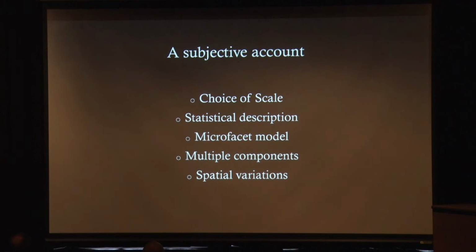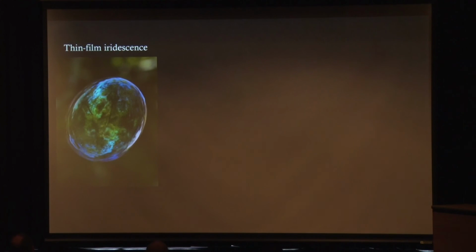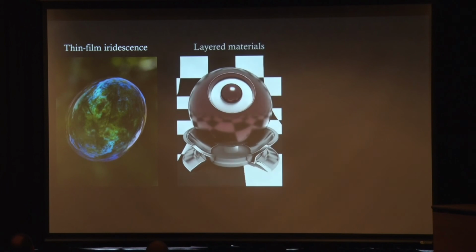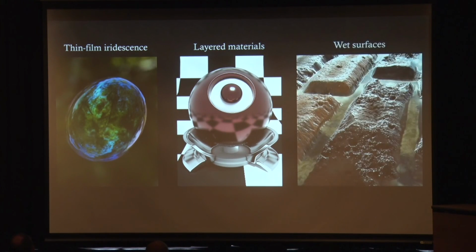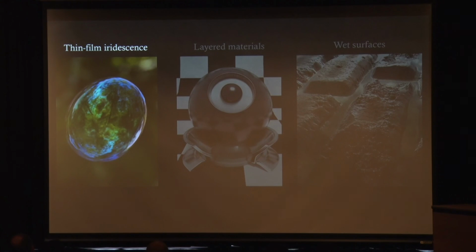So I'm going to present you three projects in the following along these lines that work at three different scales. The first one is going to be on iridescence and works on a nanoscopic scale. The second one on layered materials, microscopic scale. And the third one is going to quickly present the importance of mesoscopic surface details for the case of wet surfaces. Okay, I'm going to start with iridescence.